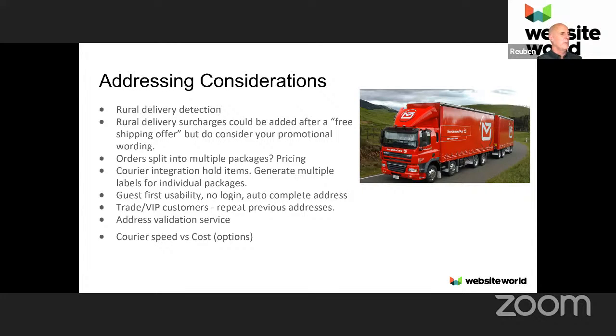So, a really good platform is they're going to put their name in, then they're going to type their street number, 3 letters of their street address, and then presto, they're ready to check out because the full address has been auto-completed. Trade and VIP customers, as I've discussed before, will need to be logging in, and then they have the opportunity to repeat their previous addresses and just save themselves a bit of effort. And an address validation service plugin.